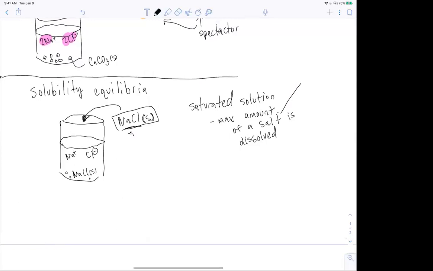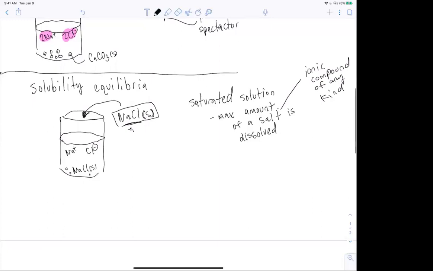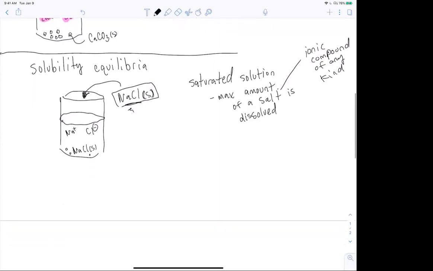I'll put a little thing over here. Ionic compound of any kind, not just table salt. So sodium chloride is pretty soluble. That's not something we're probably going to explore thermodynamically. You can make a pretty concentrated solution of salt. The oceans are pretty salty. We're going to look at things that are a lot less soluble.